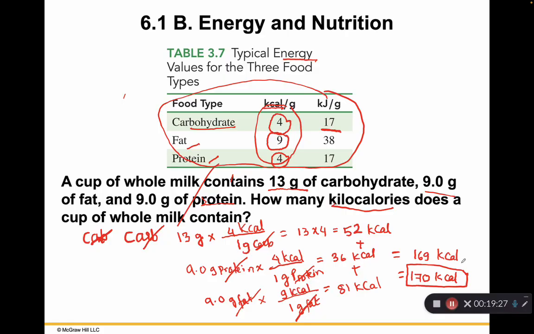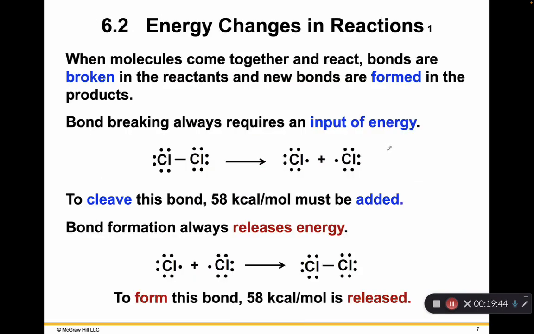Is that clear? Since the question is asking for kilocalories, we took these values. If the question had asked for kilojoules, we would use the next values, right? Values in the next column. So just be careful about which value to take. Okay, with that, let's now jump into the energy relation in the reaction.